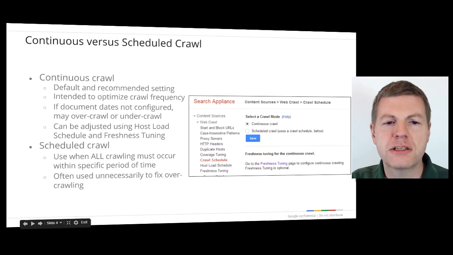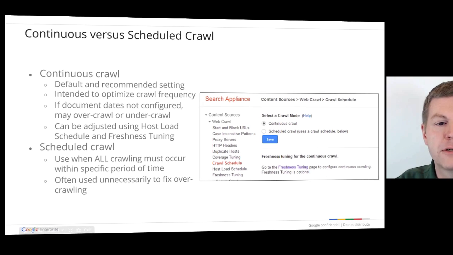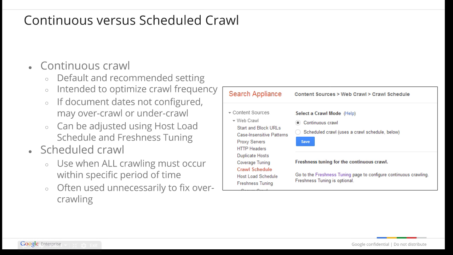By default, the GSA uses a continuous crawl. It will crawl documents throughout the day as appropriate for each document. Some documents change more frequently than others, and the GSA should crawl them more frequently. Others change less frequently and should be crawled accordingly. The GSA, over time, will learn the change frequency of each document and crawl it appropriately. It will optimize the crawl schedule to do the least amount of work with the most effectiveness. We recommend the use of continuous crawl for this reason.